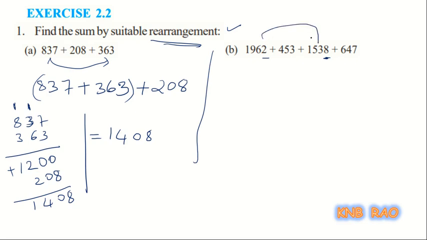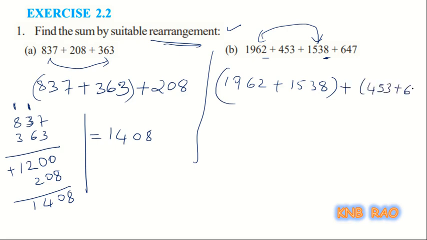So, these two can be one group, that is 1962 plus 1538 could be one group, then 453 added to 647 could be another group. See, this sum is 1100. How could you say? 53 plus 47 is 100, plus 400 plus 600 is 1000. So, total it is 1100.